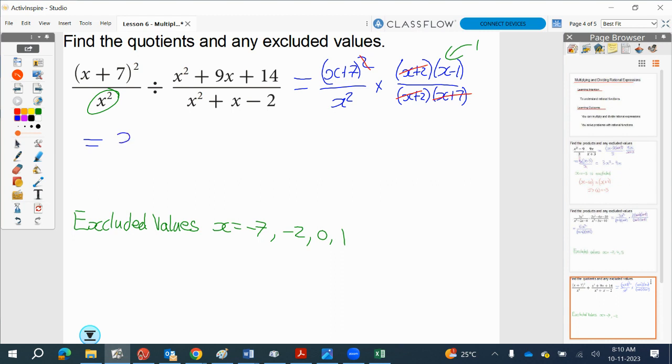x squared plus 6x minus 7 over x squared. But we can leave it as the factors x plus 7 times x minus 1 over x squared. Can we either, or do we have to multiply them? I would normally expand the factors in the numerator. I'm not sure why. Just we're simplifying.